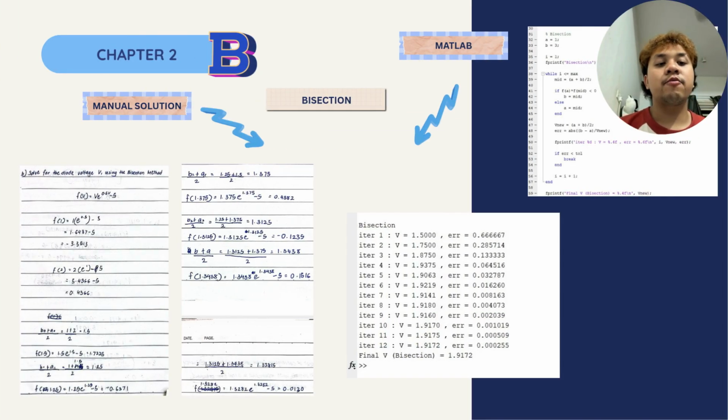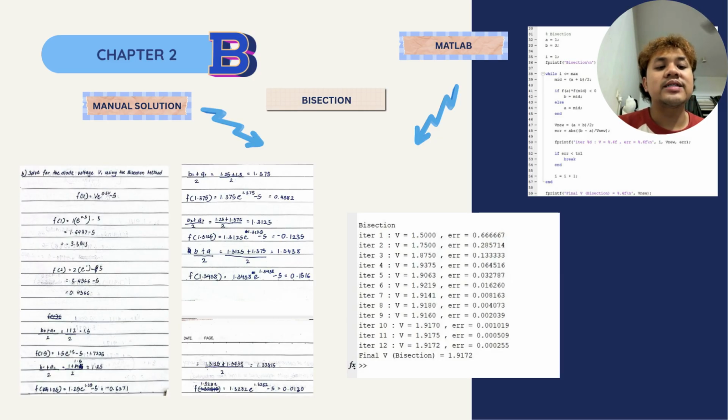Next, I solved the same equation using the bisection method. For this method, I selected an initial interval from 1 to 3, where the function changes sign. In the manual calculation, I calculated the midpoint of the interval, evaluated the function value, and selected a new interval based on the sign of the result. This process was repeated until the required error tolerance was achieved. The final estimated voltage obtained was 1.9172 volts.